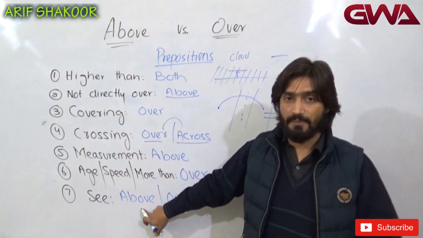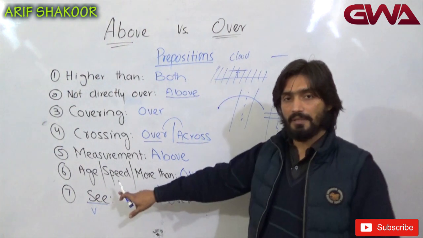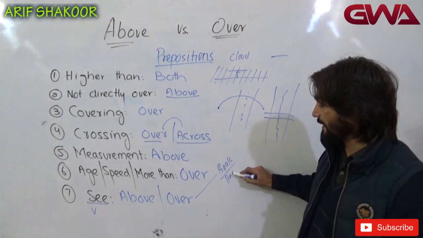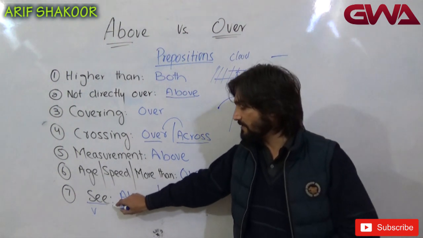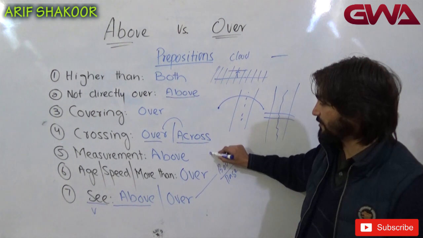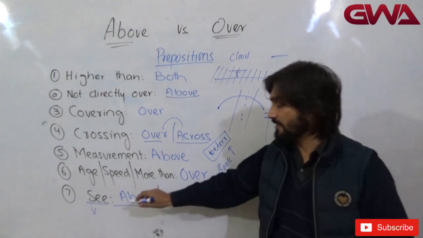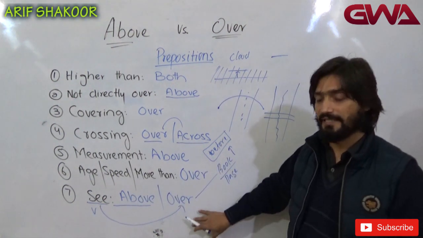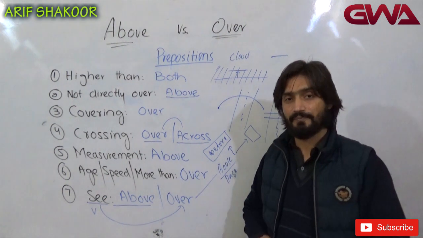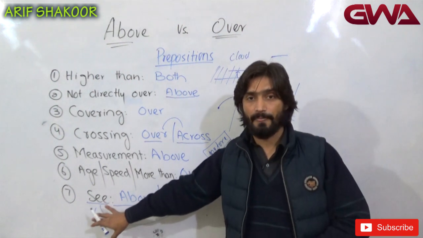The last difference between above and over is with the verb see. You will see this point mostly in books or on different kinds of pages. If you see above, it means that you should look at something which is written before. But if you see over, it means that you should look at something which is written on the next page. That's the difference between above and over with the verb see.